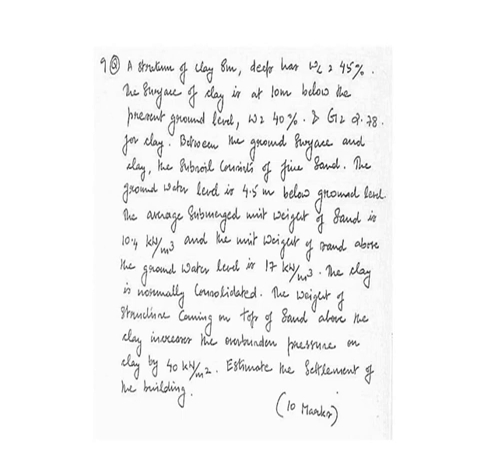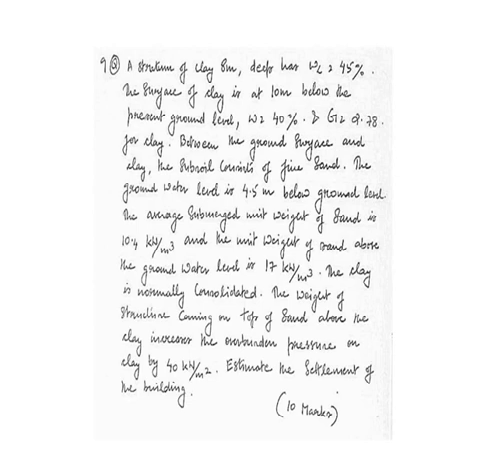A stratum of clay 8 meter deep has a liquid limit of 45%. The surface of the clay is at 10 meter below the present ground level, and the water content of that clay is given as 40%, and the specific gravity is 2.78. Between the ground surface and clay, the subsoil consists of fine sand. So above the clay layer there is a layer of fine sand. The groundwater level is 4.5 meter below ground level.